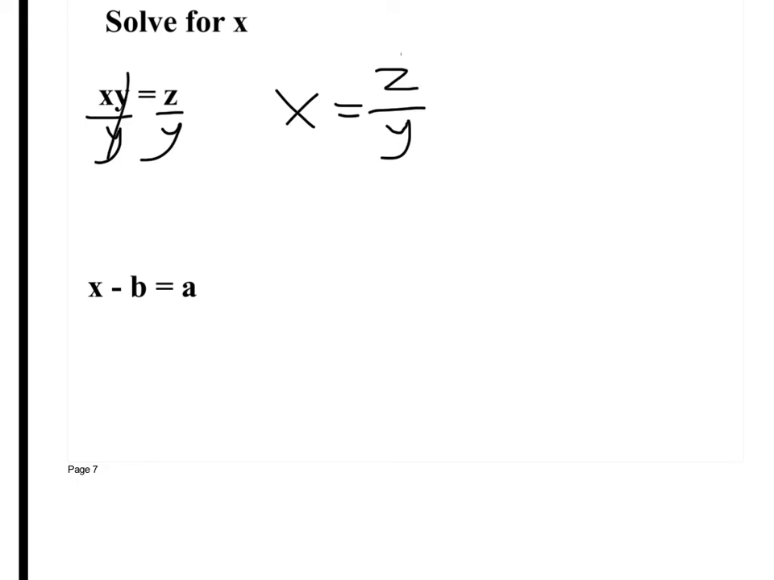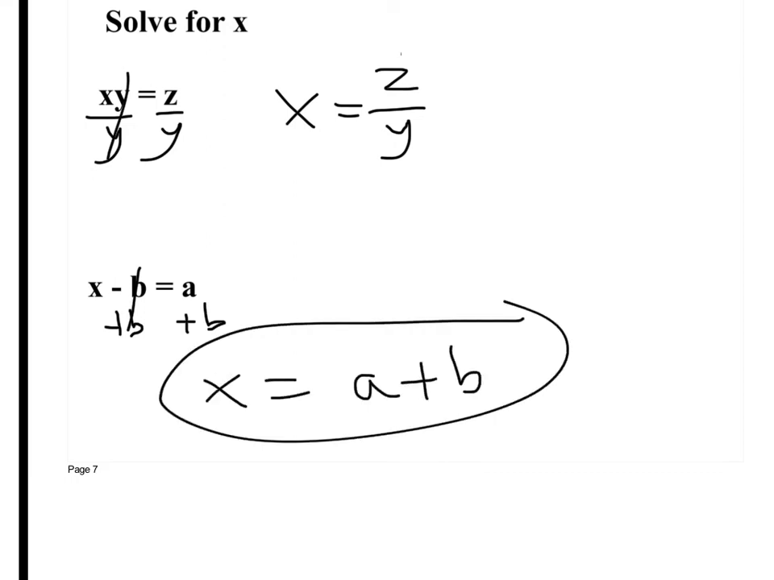Okay. Now here we have X minus B equals A. What's being done to X? We're subtracting B from it. We don't know how much it is, so that's why it's left like that. We can't combine those because they're unlike terms. How do we get X by itself? We do the opposite of subtracting B, which is adding B. X equals A plus B. There's my answer. Easy enough, right?